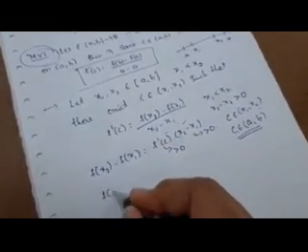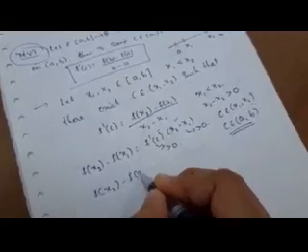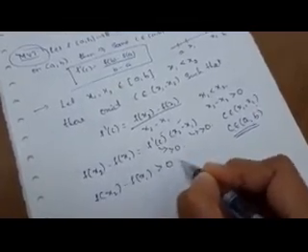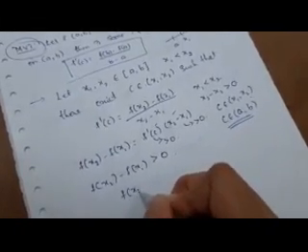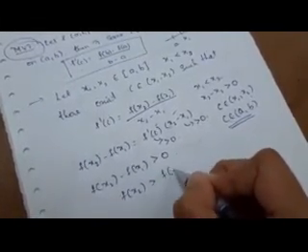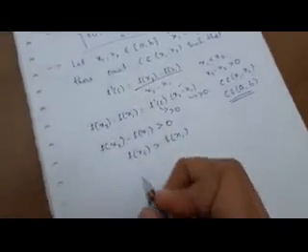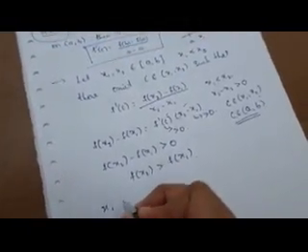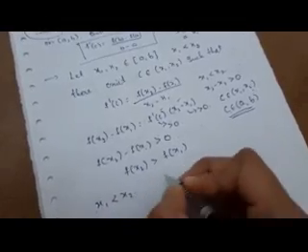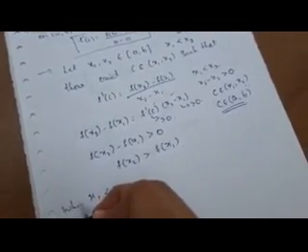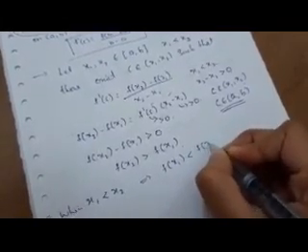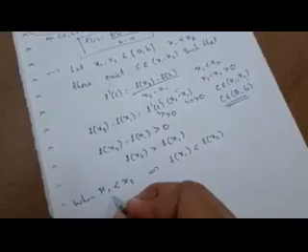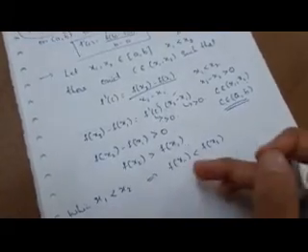So f of x2 minus f of x1 is greater than 0. When f of x2 minus f of x1 is greater than 0, what does that imply? f of x2 is greater than f of x1. So it is clear that when x1 is less than x2, f of x1 is also less than f of x2. So as we go on increasing the value of x1, the f of x1 value is also going on increasing.